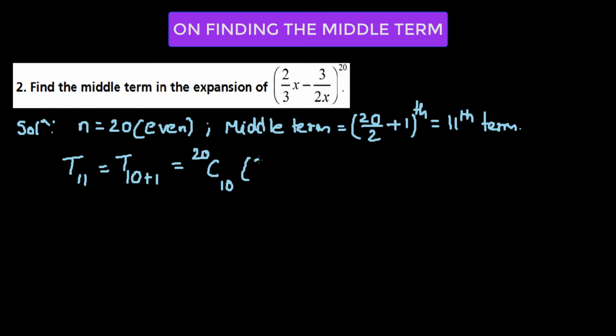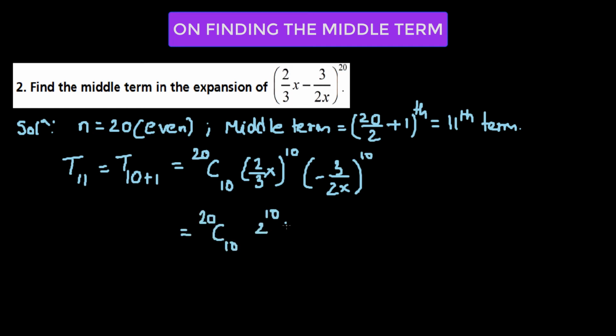20c10. The first term is 2 over 3x raised to the power of 20 minus 10, which is 10, times negative 3 over 2x raised to the power of 10. Now we simplify the values, so we'll get 20c10, 2 raised to the power of 10 times x raised to the power of 10 divided by 3 raised to the power of 10. And we have negative 1 raised to the power of 10 times 3 raised to the power of 10 divided by 2 raised to the power of 10 times x raised to the power of 10.